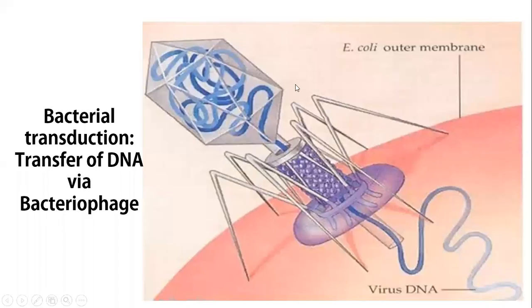Hello students, today I am going to discuss the second part of bacterial recombination, which is known as transduction. Transduction is basically the transfer of DNA via the bacteriophage. When the bacteriophage is used as a vector of DNA transfer from one bacterium to another bacterium, that is known as transduction. Basically, this is a type of horizontal gene transfer.